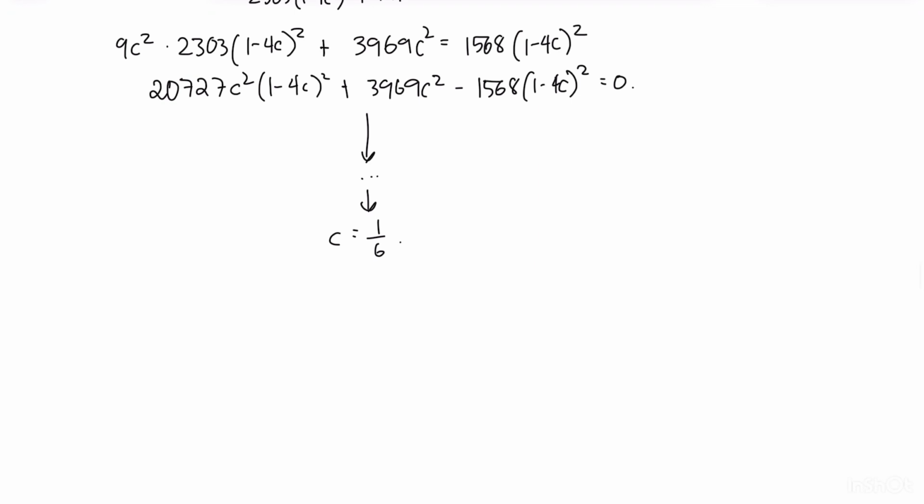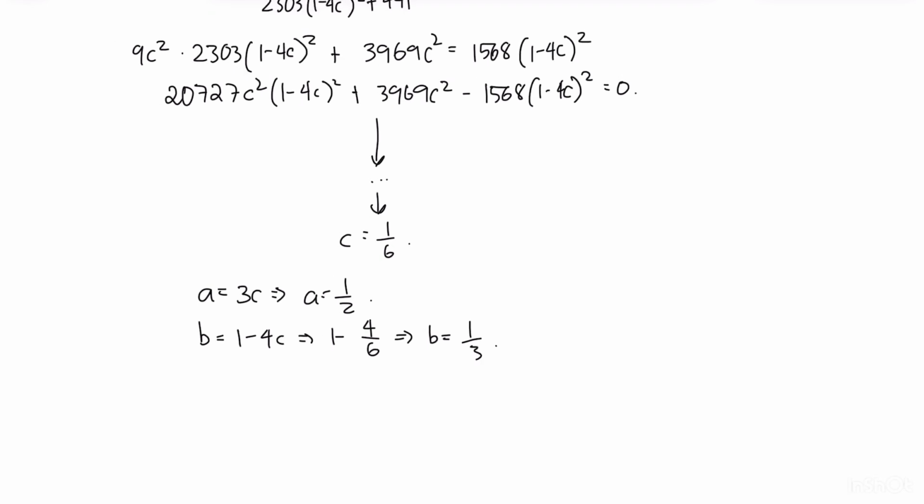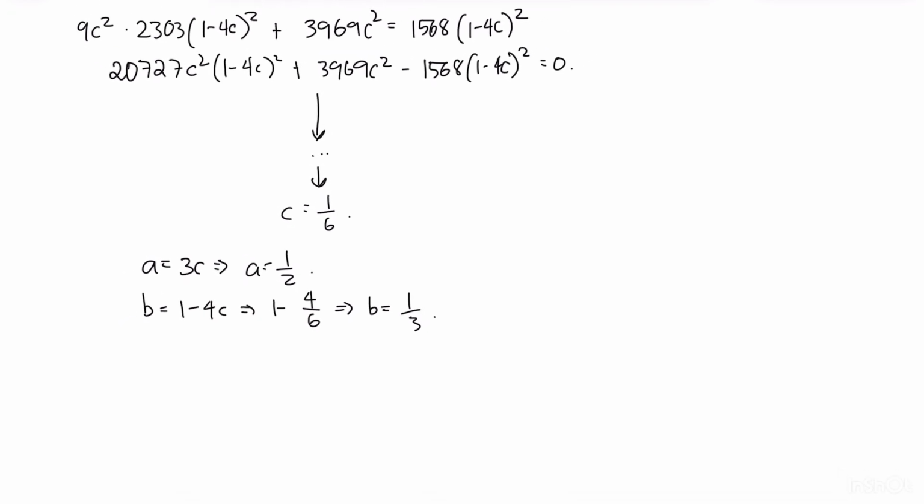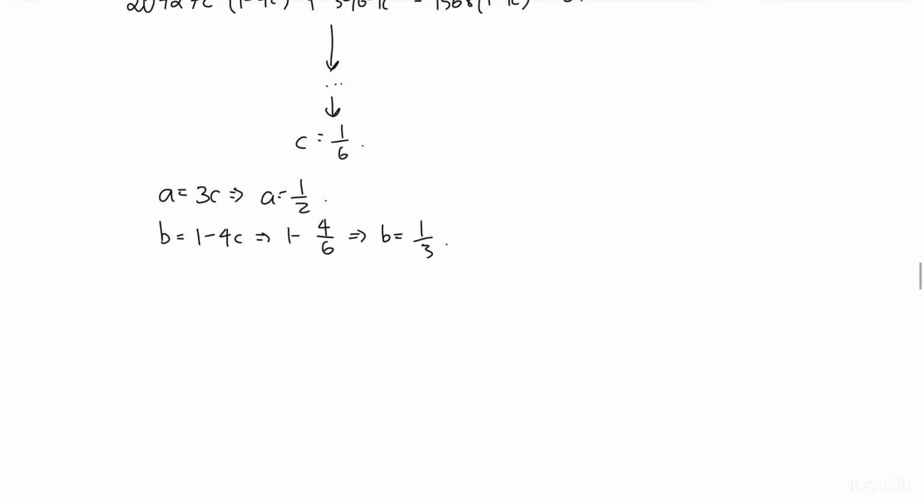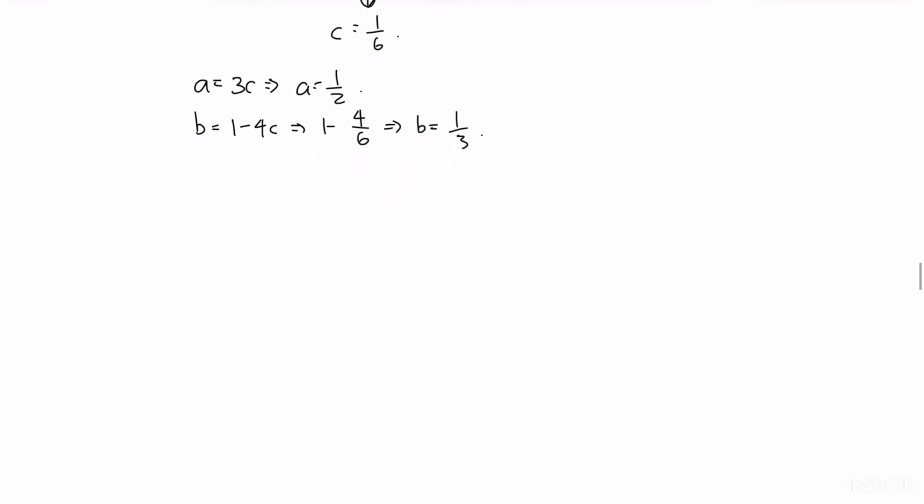So c equals 1/6. Now from this, we know that a equals 3c, which is equal to 3 times 1/6, which implies that a is 1/2. And also b equals 1 minus 4c, so 1 minus 4/6. So this implies b equals 1/3. So now we have values of a, b, and c. Now these values will be substituted back into the original expression, and that will be the minimum.